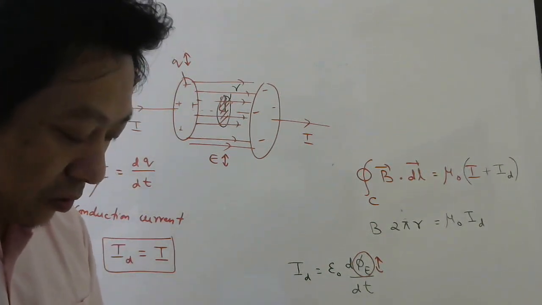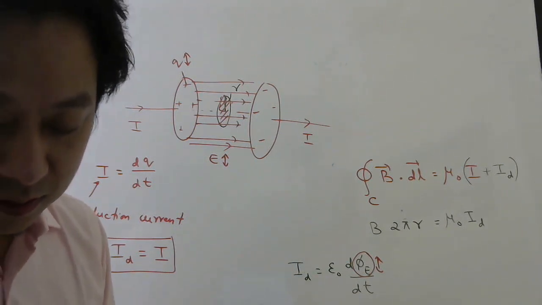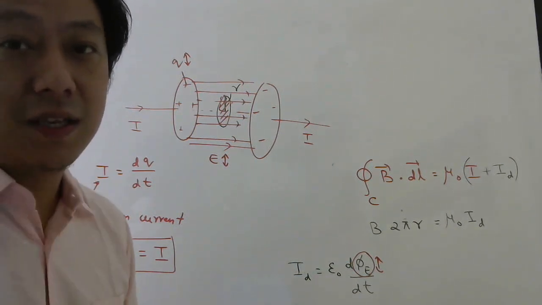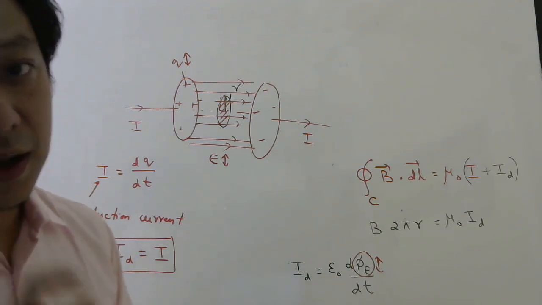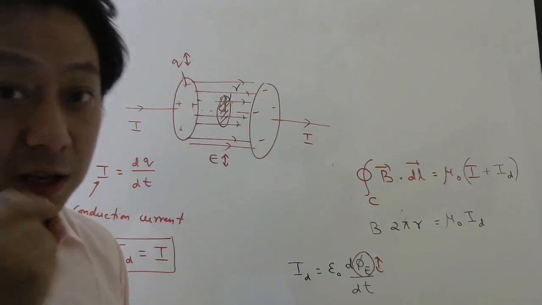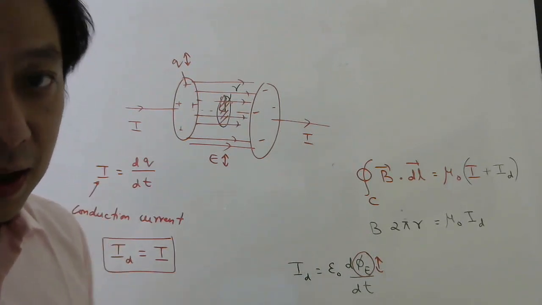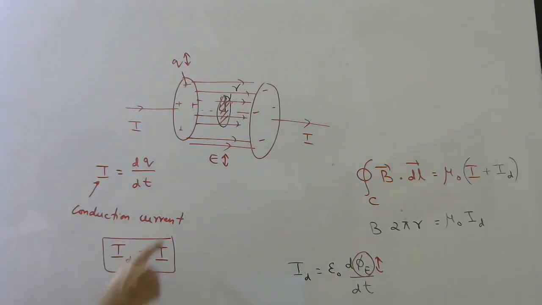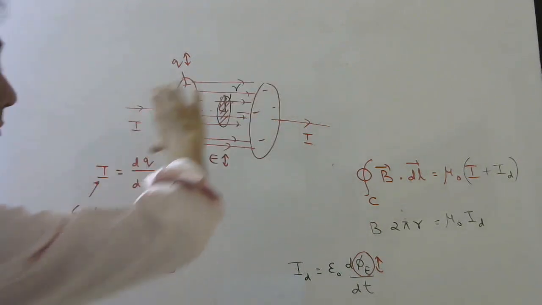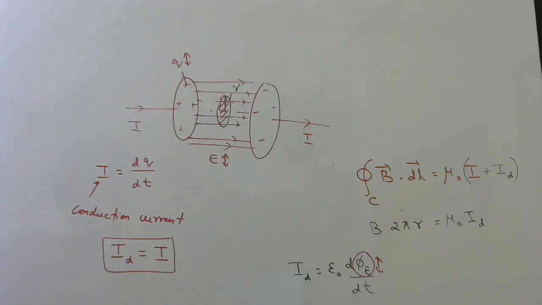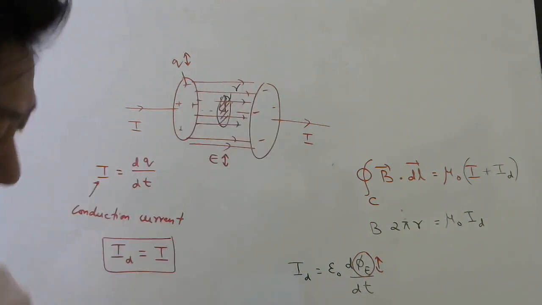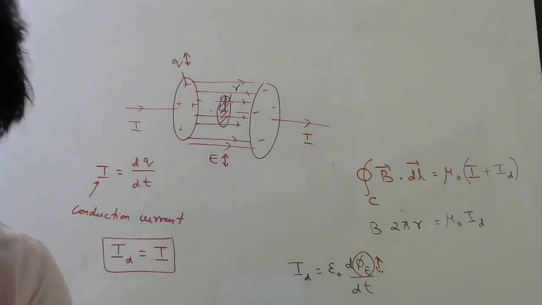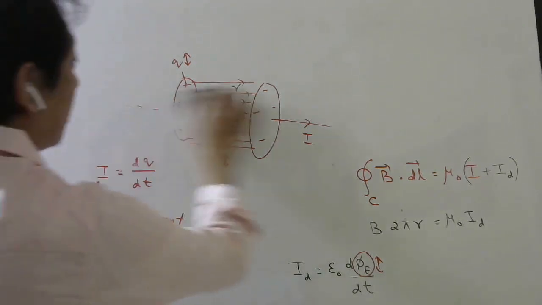So you can check the notes on the topic of inconsistency in Ampere's circuital law, and how that inconsistency was removed by Maxwell. While doing that, he showed that the displacement current in between the plates of the capacitor must be equal to the real current. Okay. So today we will do MCQs which are based on this concept and the previous concept. So let us start.